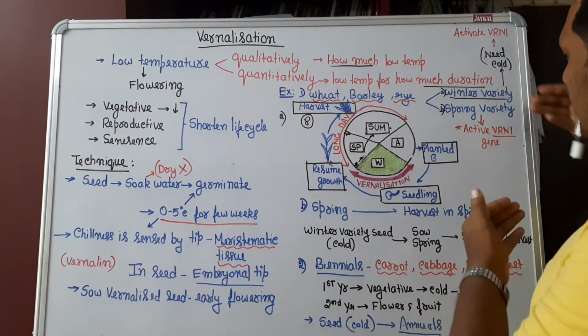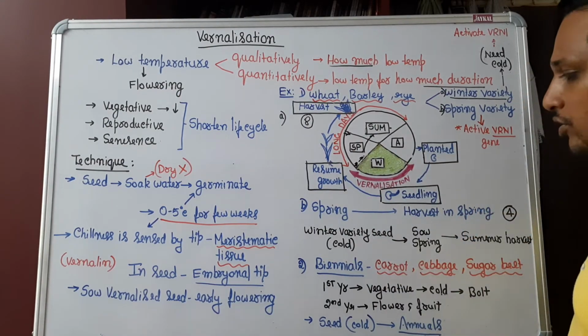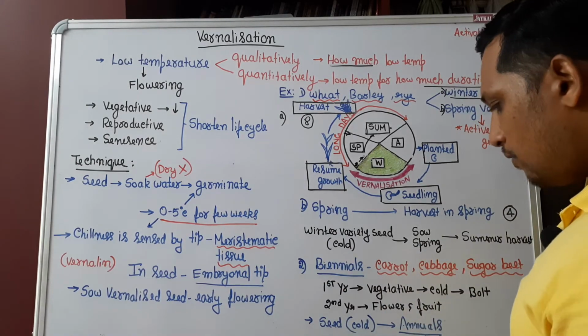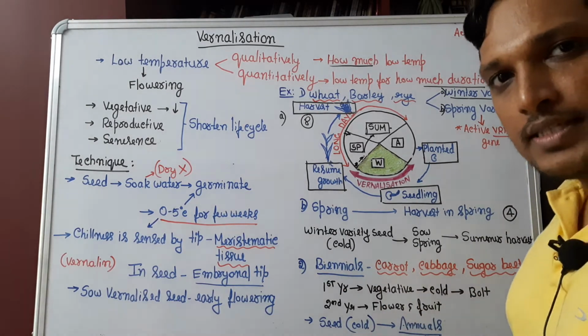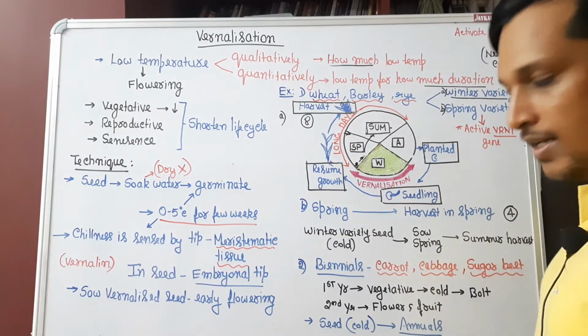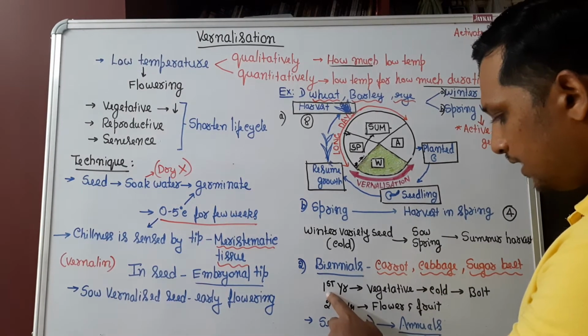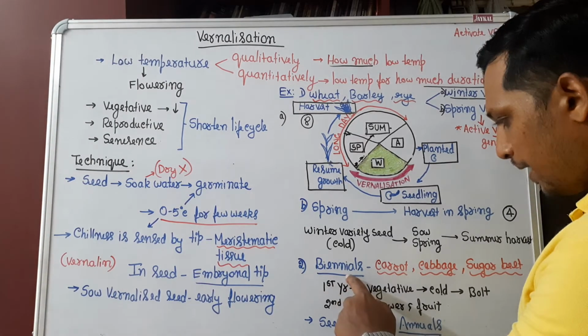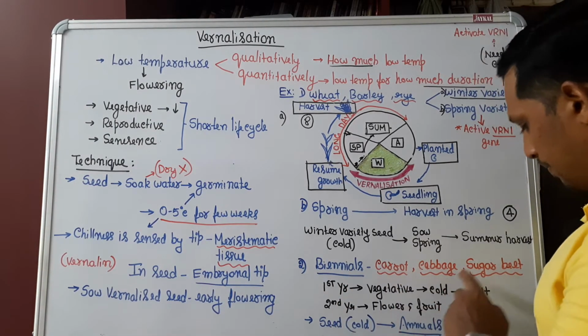And here we have understood how to convert a winter variety to a spring variety. The second example is biennials. What are biennials? These are plants which take 2 years to complete their life cycle. In the first year, they grow vegetatively. Examples for biennials: carrot, cabbage, sugar beet.